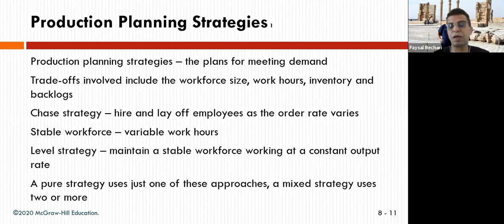So there is what you call a chase strategy, which we saw in the video: hire and lay off employees as the order rate varies. And there is a stable workforce with variable hours, you give more hours, less hours. There is a level strategy, maintaining a stable workforce at a constant output, and you have a warehouse, when the demand is down, you can have them stored, and when the demand is high, take them out of the warehouse.